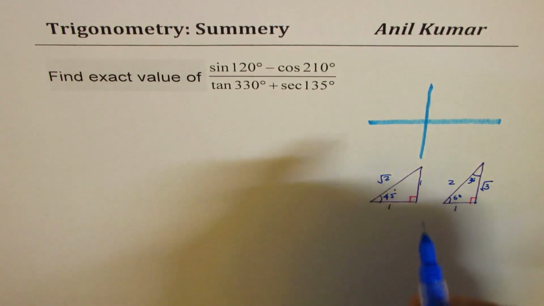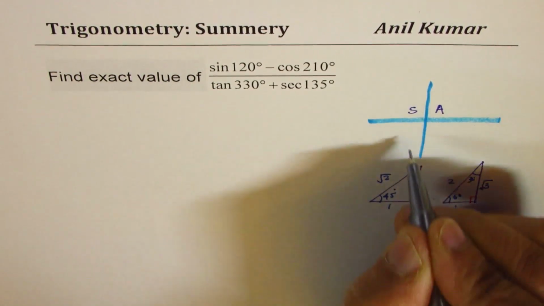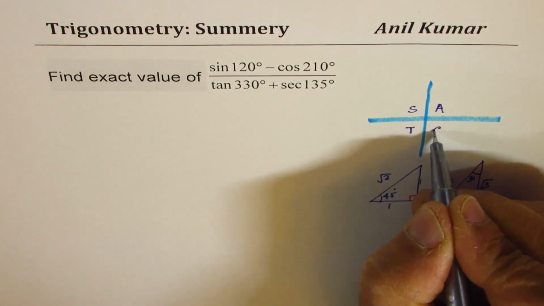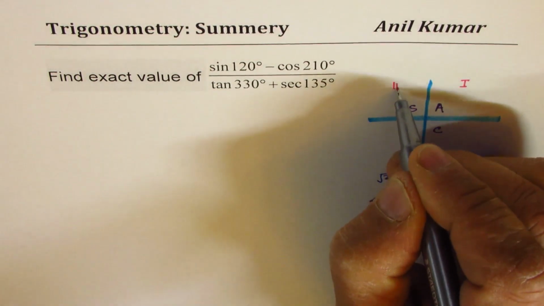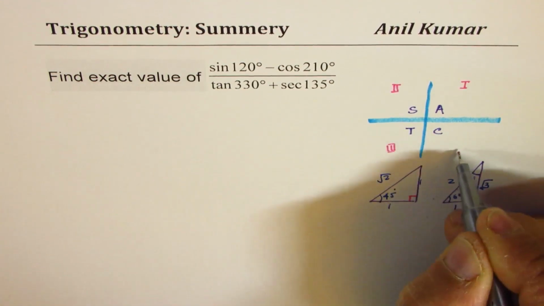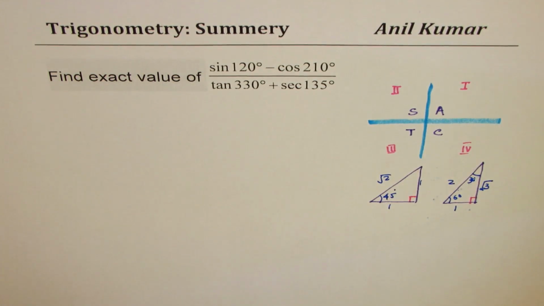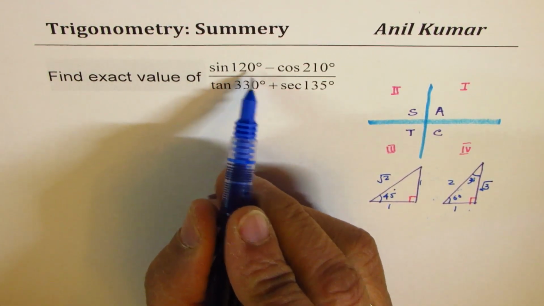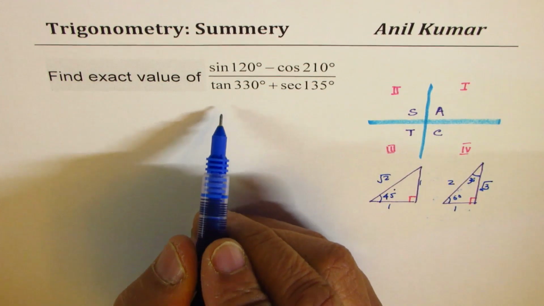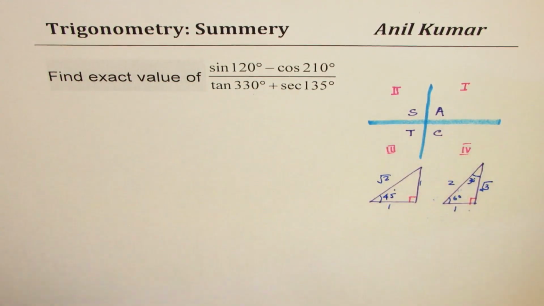We learned the rule that all are positive in quadrant 1, sine in quadrant 2, tan in 3, and cosine in quadrant 4. Now these are your quadrants, right? 1, 2, 3, and 4. With that and the cofunction identities, we should be in a position to answer this question. So let's copy this question. It is sine of 120 degrees minus cos of 210 degrees, tan of 330 degrees plus secant 135 degrees.